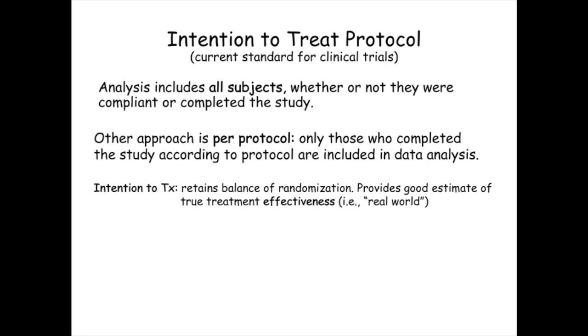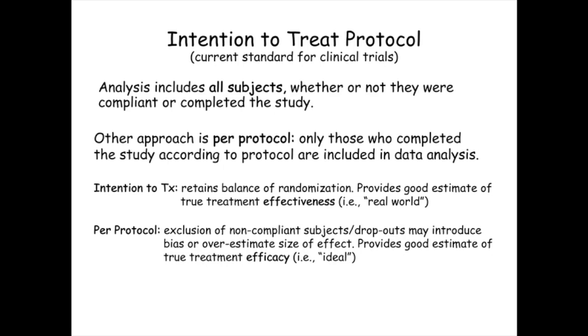The intention to treat protocol keeps the balance of randomization because no one is excluded. It also gives a better idea of true treatment effectiveness because it better reflects real-world adherence. Per protocol analyses may overestimate the size of an effect because it excludes those who did not follow protocol exactly. However, it provides a good estimate of treatment efficacy, that is, how well the treatment works under ideal conditions.